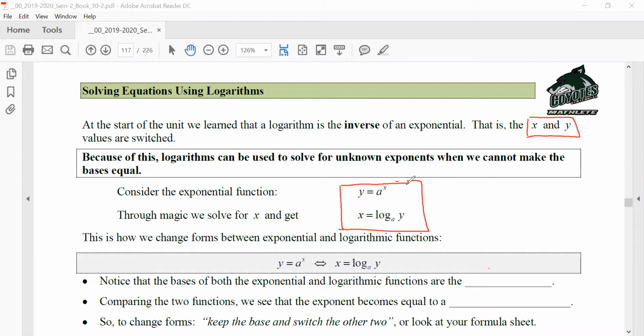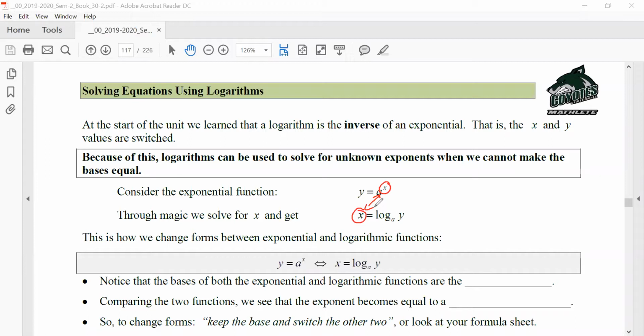Here's what this is telling us: here's how we're going to go from an unknown exponent, where we're not able to solve for that exponent, and turn this into a logarithm. And by turning it into a logarithm, look where that exponent ends up going. The exponent ends up being the side that we're trying to solve for. That's going to be really, really useful.